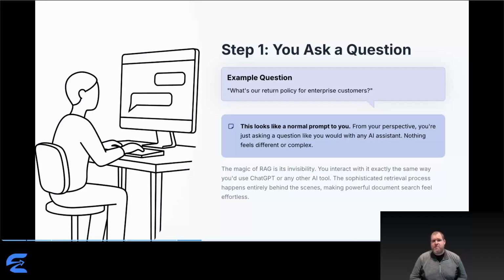Step 1 looks completely normal from your perspective. You type a question. What's our return policy for enterprise customers? Or which product works for manufacturing clients? Or how do I reset my password? This looks and feels exactly like using ChatGPT or any other AI assistant. There's no special syntax, no technical commands, nothing different in how you interact with the system. This is actually one of RAG's biggest strengths. The sophistication is invisible. You get the benefits of intelligent document retrieval without any additional complexity in your workflow. The system handles everything behind the scenes, which is exactly how good technology should work.